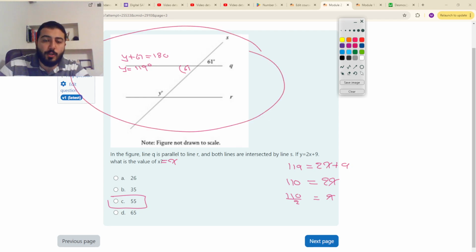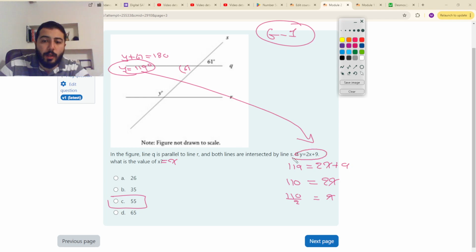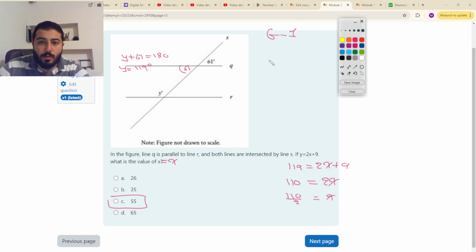That is from properties of 2D shapes, or geometry 1. We took this in geometry 1, write the name of the lesson, and after you get the y, you use the equation manipulation to get the x. You plugged in y in this equation. So there's two lessons. The first one is geometry 1, and the second one is equation manipulation. He mixed the geometry with the algebra in this question.